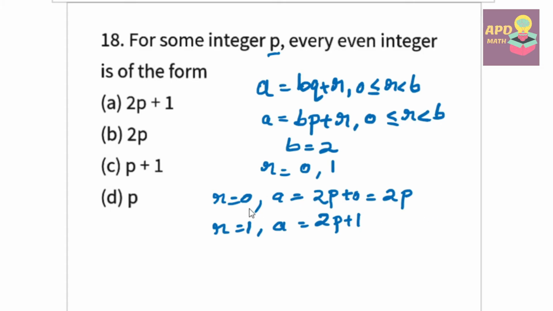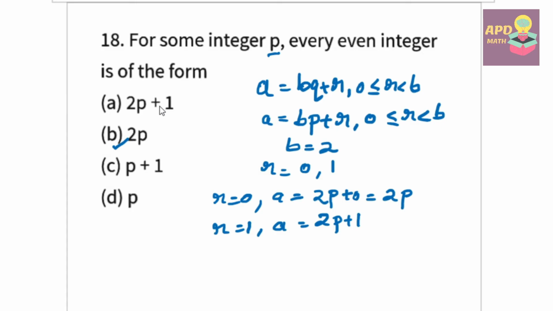All of you know that 0 is an even integer: 0, 2, 4, 6, 8, 10 and so on. Even integers. When r is equal to 1, we get 1, 3, 5, 7 and so on, odd integers. So when we substitute 0, the value is 2p. When we substitute 1, the value is 2p plus 1. So an even integer is of the form 2p, and an odd integer is always of the form 2p plus 1.